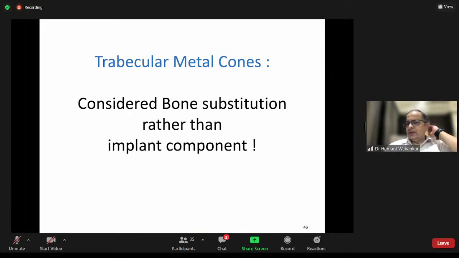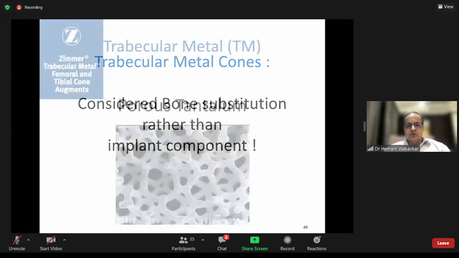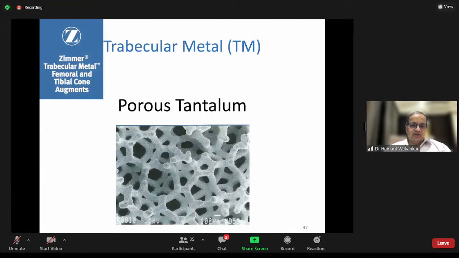So let's consider what other options one has for massive bone defects. The trabecular metal cones are considered bone substitution options rather than an implant component, because trabecular metal is a metal that encourages bone growth. This is basically porous tantalum. One has to know that the microscopic structure of this porous tantalum is similar to that of cancellous bone. So bone actually grows within this porous tantalum, and therefore it can be considered a bone graft substitution option, because the bone is going to ingrow within this trabecular metal.